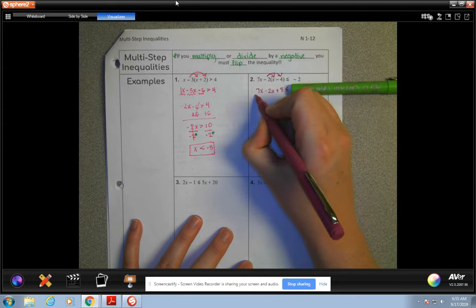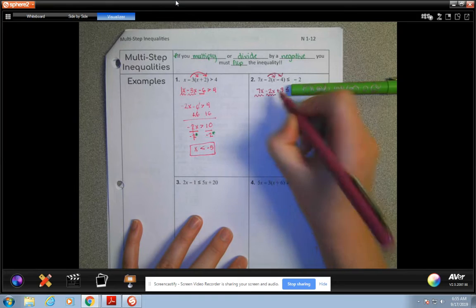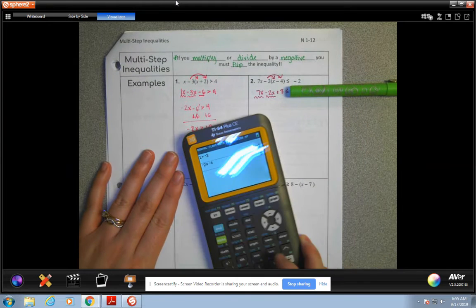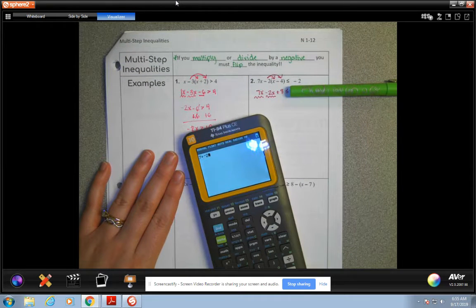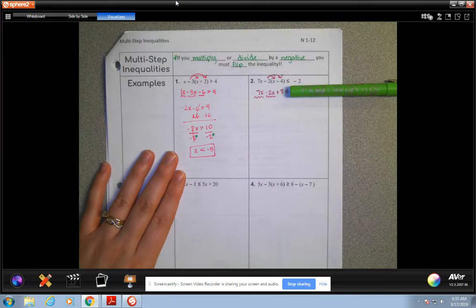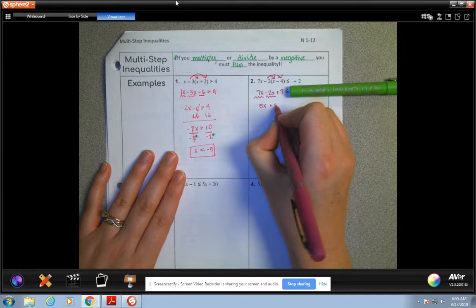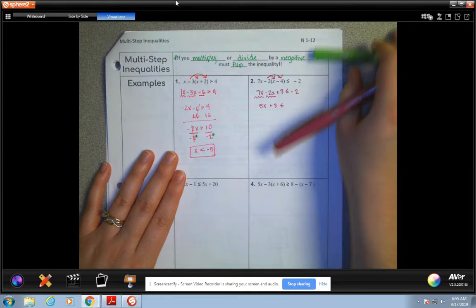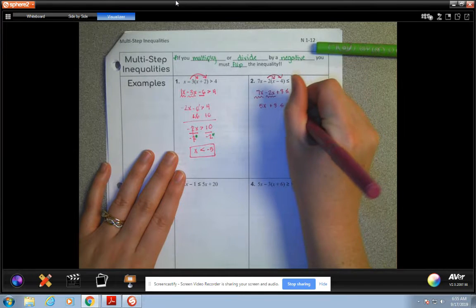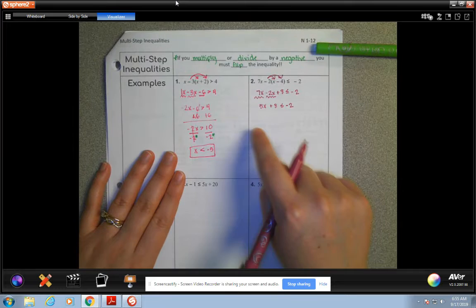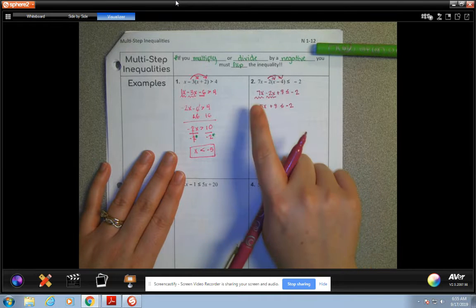So I have this +7x and this -2x. Remember, when you're combining, you're always adding. So 7 plus -2, you get a +5x. So 5x plus 8 is less than or equal to -2.